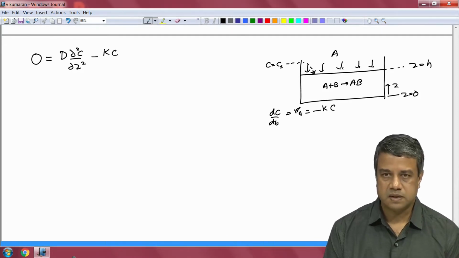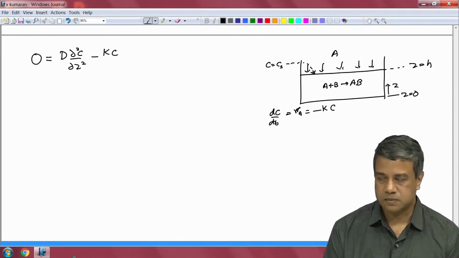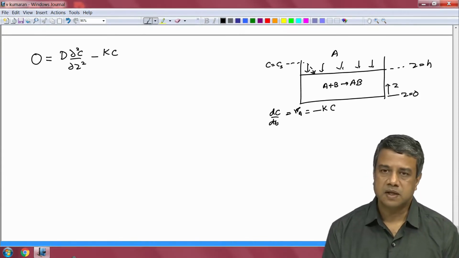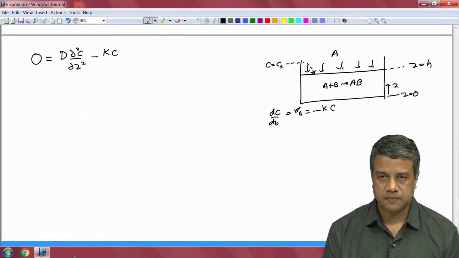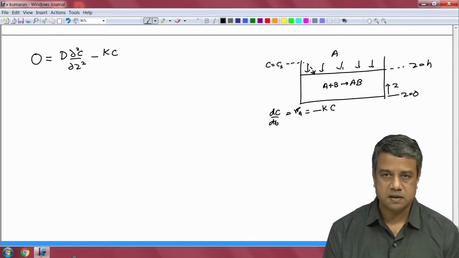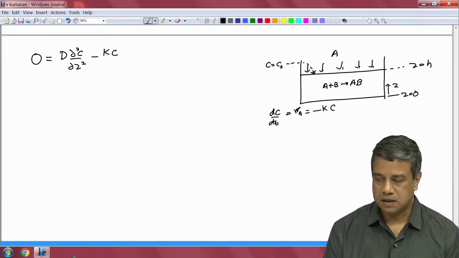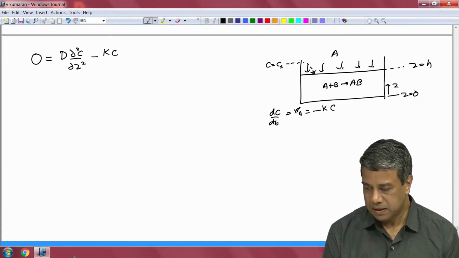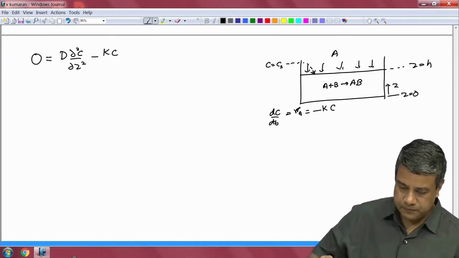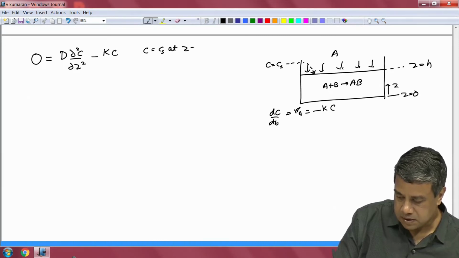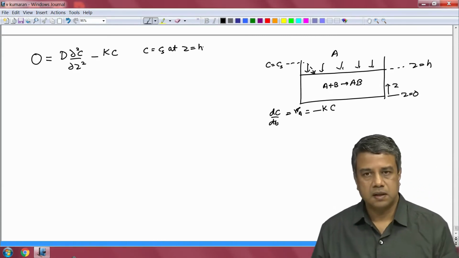For small molecules, the diffusion coefficient in a gas is about 10 power minus 5 meter square per second. In a liquid, it is about 10 power minus 9 meter square per second. So, diffusion in a gas is much faster than diffusion in a liquid, and therefore, I can assume that the concentration in the gas is a constant and examine the variation of the concentration in the liquid. So, the boundary condition is that C is equal to Cs at Z is equal to H.